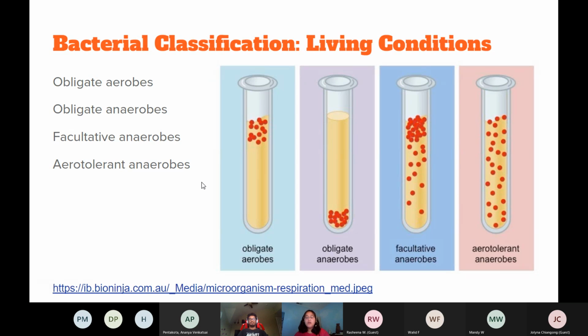And aerotolerant anaerobes, they're extremely neutral to oxygen. They don't use it technically, but they can survive in it. So they're kind of just chilling, basically. They don't really need it, but they can survive in an oxygen environment.